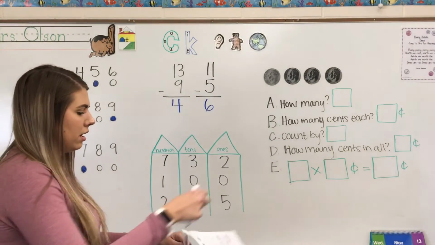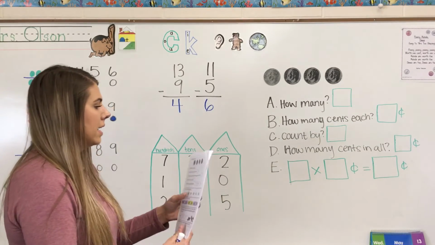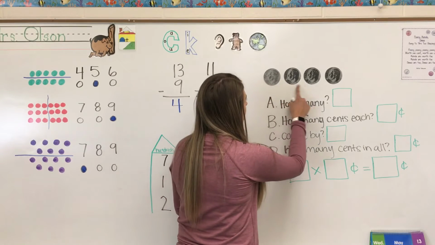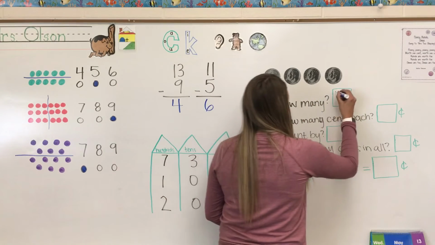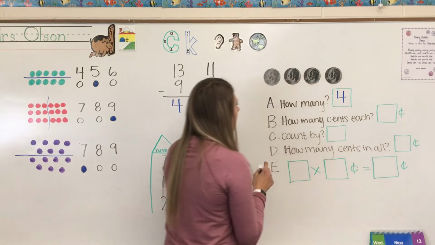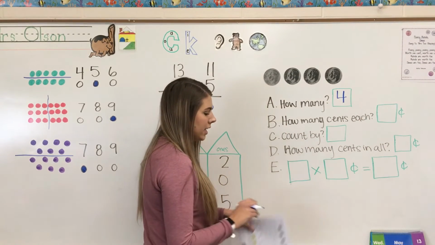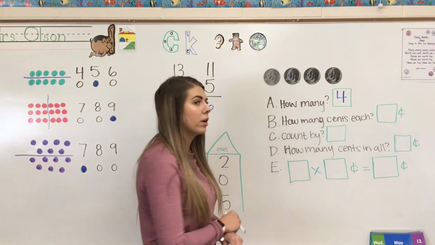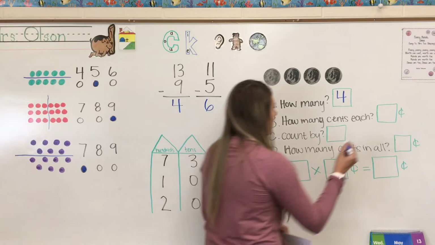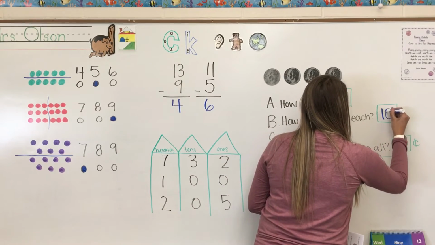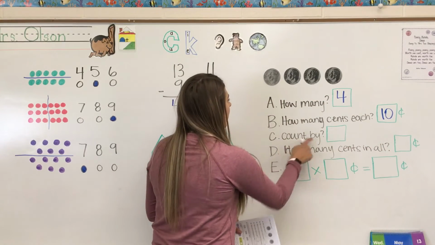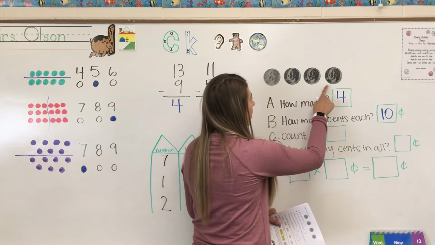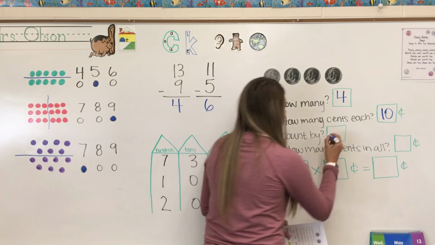And on the next page there, right at the top, it says, how many dimes do we have? Well, we can see we have 1, 2, 3, and 4. And how many cents in each dime? Well, we know that each dime is worth how much? That's right, 10 cents. And what would we count by? We're going to go 10, 20, 30, 40. So we would be counting by tens.